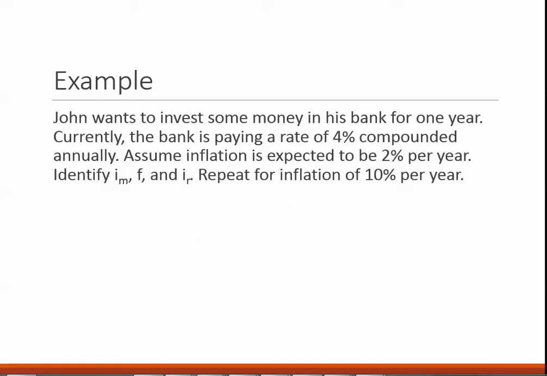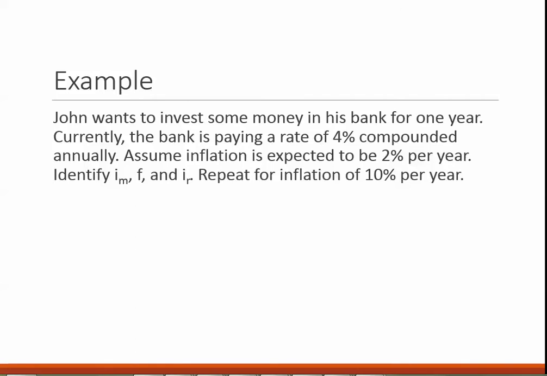We have been talking about inflation, and now we're about to do a problem involving inflation. This example says, John wants to invest some money in his bank for 1 year. Currently, the bank is paying a rate of 4% compounded annually. Assume inflation is expected to be 2% per year. Identify I sub m, f, and I sub r, and repeat for inflation of 10% per year.